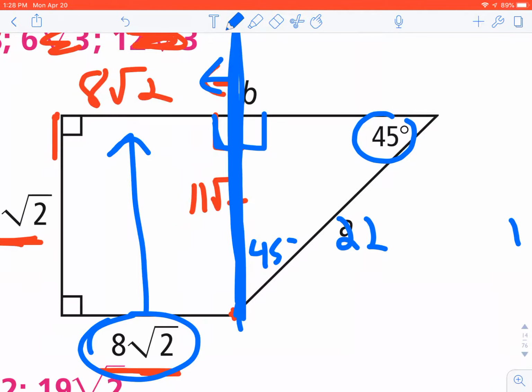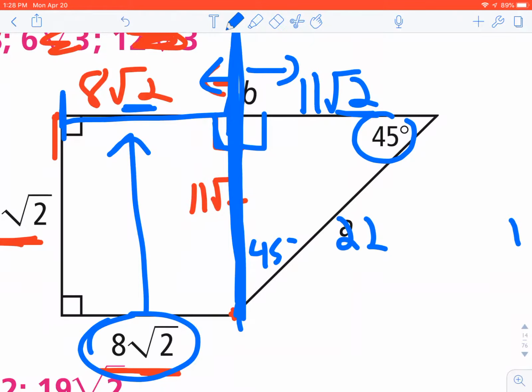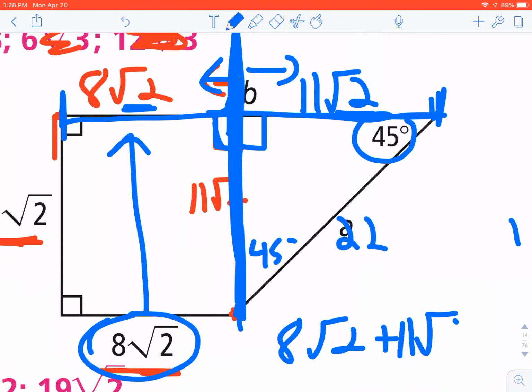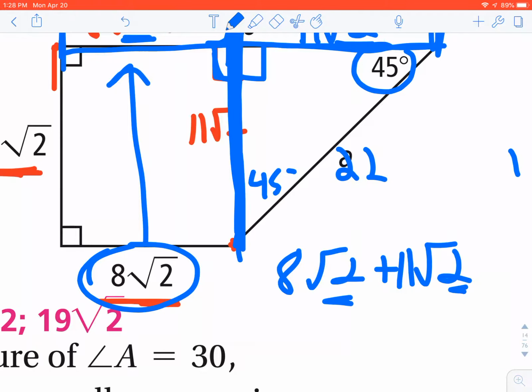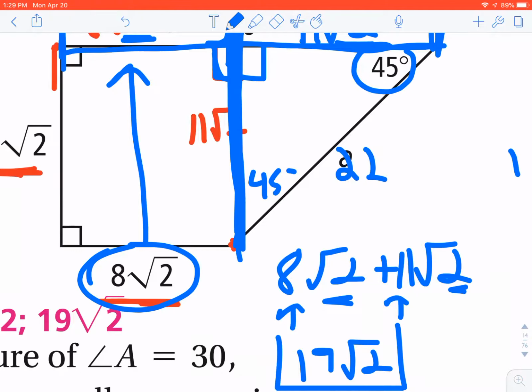And by using 45, 45, 90 triangles, I know that from the blue line to the right is 11 radical 2. When the radicals are the same, you can add them together, because it's this piece plus this piece to get the whole length of B. So 8 radical 2 plus 11 radical 2. When the radical 2's are the same, you can just add your coefficients to get 19 radical 2 for your answer.